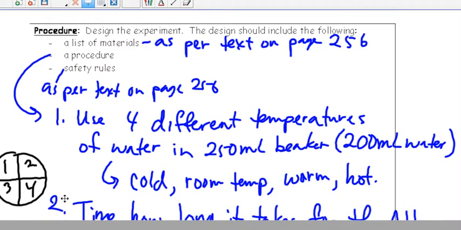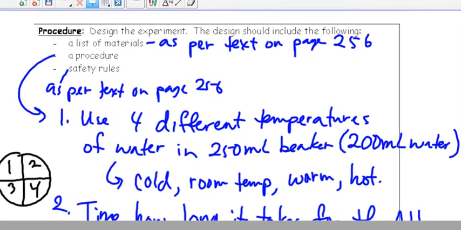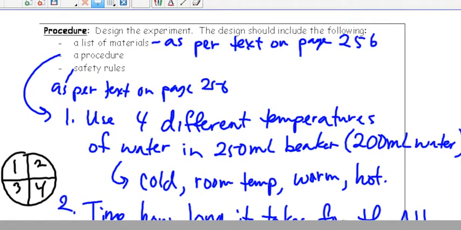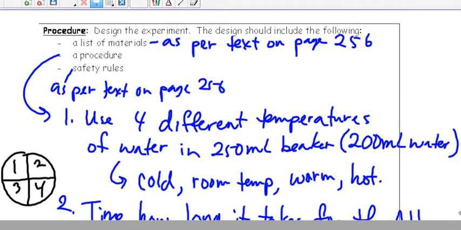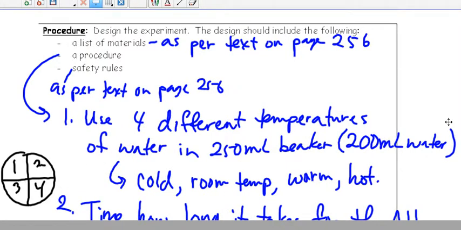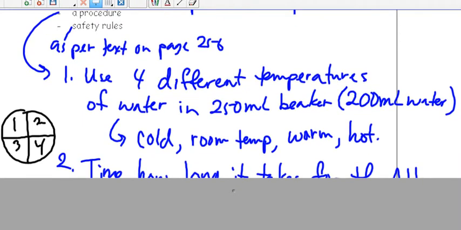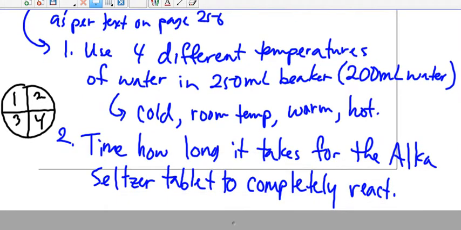Now, still using 1 tablet for each of these, what I'm going to get you to do is get 1 Alka-Seltzer tablet and cut it into fourths. So as best you can, try to cut that into fourths, 4 equal pieces. So use a little knife here and cut it into 4 pieces. And basically what you're doing is you're timing how long it takes for the Alka-Seltzer tablet to completely be used up. So that's how we're going to time the rate.